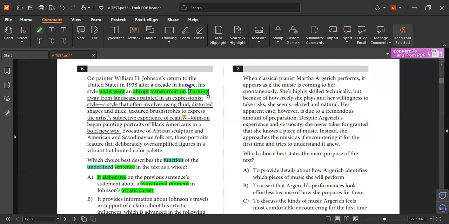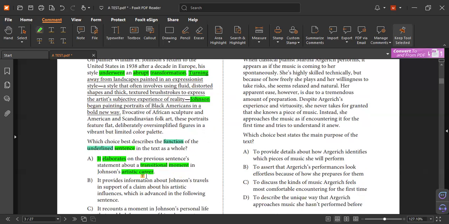And already he mentioned his way to express artistic or subjective experience of reality. Who did all of these? Johnson. People are talking about him. Wait, but why is B wrong?